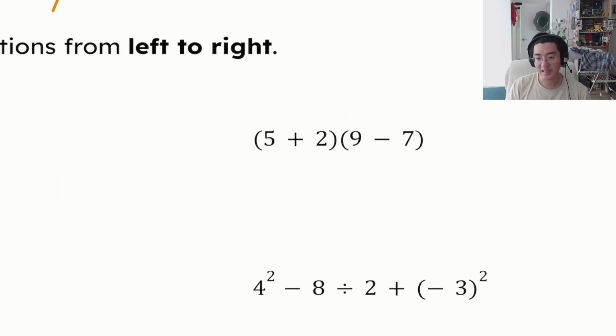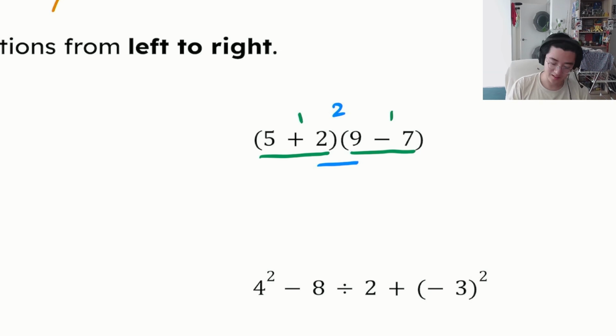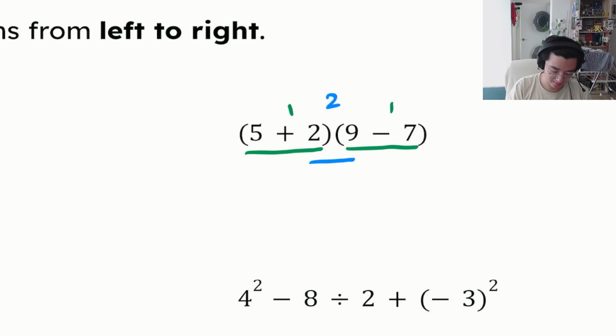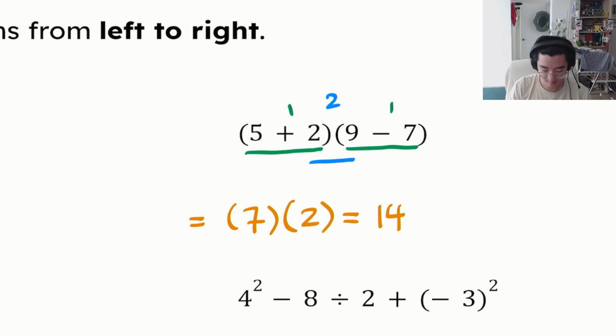Alright, next we got 2 brackets here. Of course, we work left to right, so we do both of those inside a bracket first. And we notice here that there's no sign in between the brackets. Whenever there's no sign, it is multiplication, because mathematicians like me are super lazy, we just do multiplication if there's no sign. So 5 plus 2 in the first bracket is 7. 9 minus 7 in the second bracket is 2. Multiply together is 14.